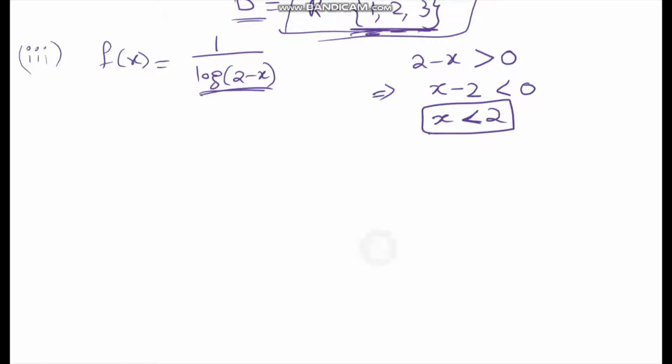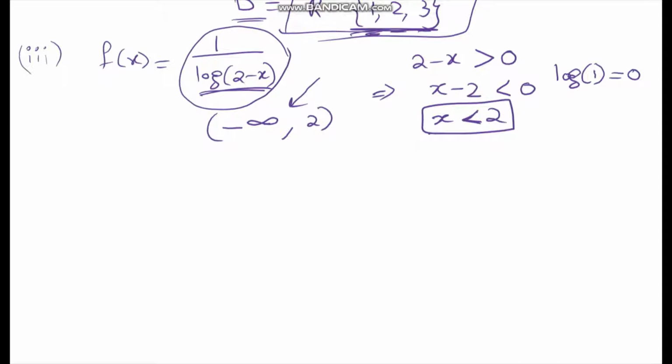Now for all the values from minus infinity to 2, the function is defined, but we know that log 1 equals 0. Now 1 is falling in this domain. If log 1 is 0, then it is of the form 1 by 0, which is not defined. So from this set, minus infinity to 2, I should subtract the value 1. Now this will be our required domain.